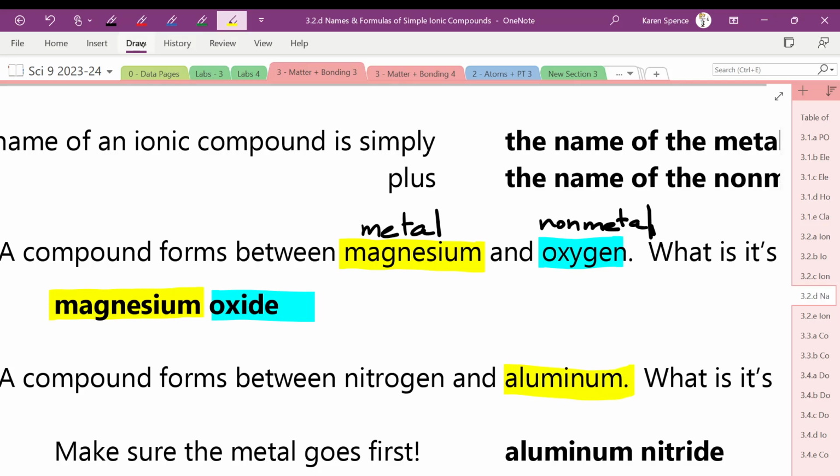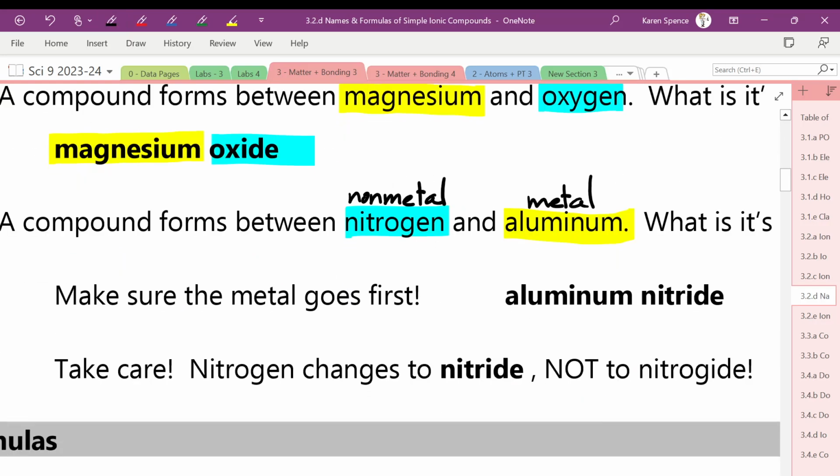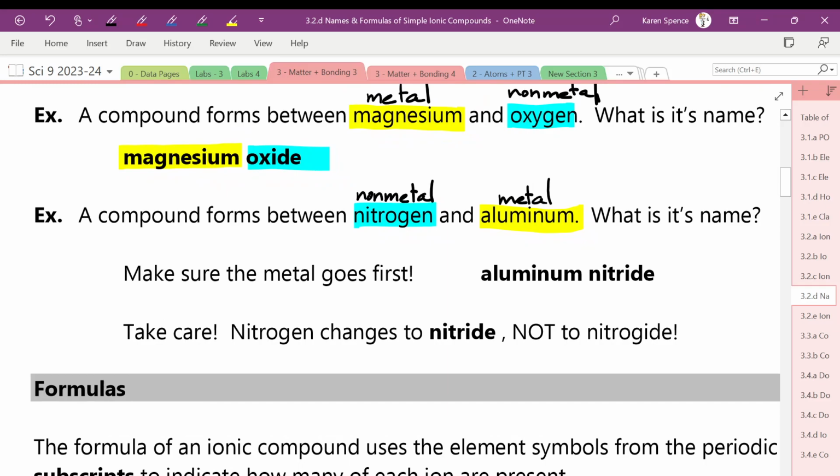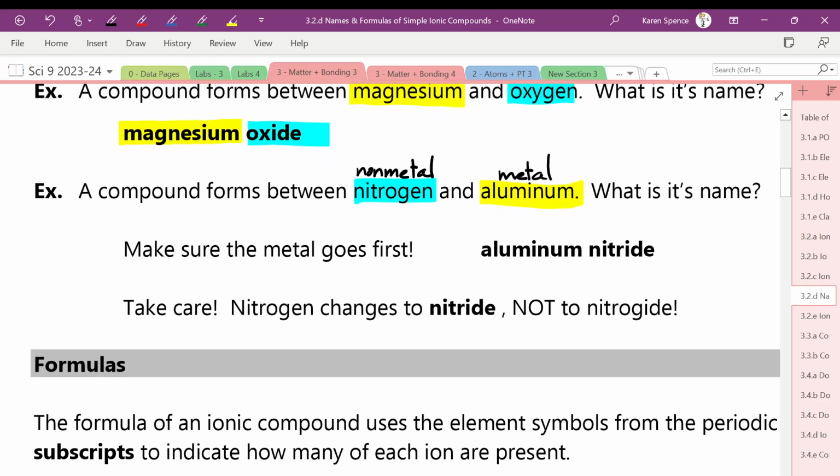Okay. Now, what if we have a compound between aluminum and nitrogen? Nitrogen, is nitrogen a metal or a non-metal? Non-metal. And aluminum is a metal. So, which goes first in the name? Aluminum. And nitrogen, its ending changes to ide. Okay? So that's how you do the name.